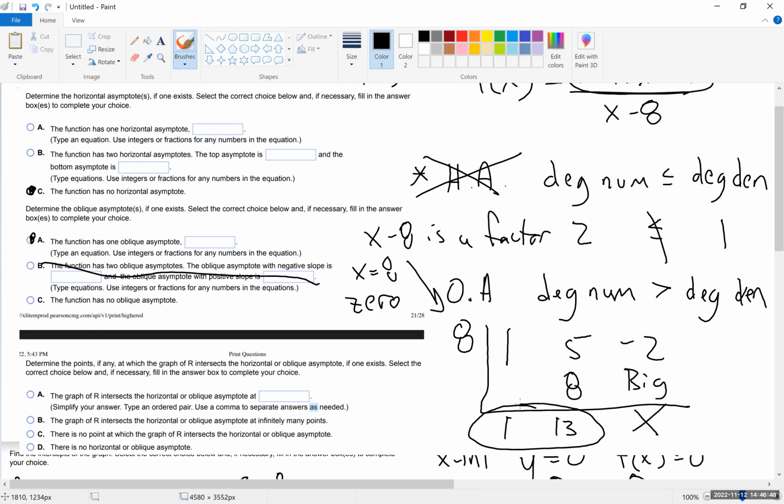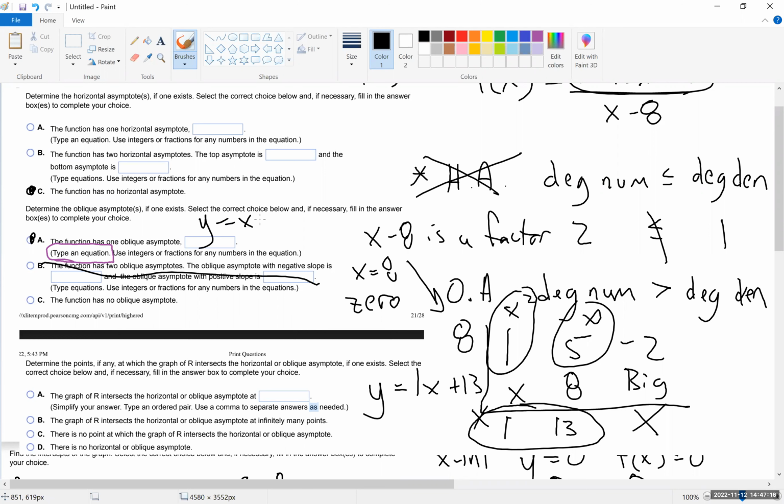Okay, and this is where we've got to be careful too. It says write it as an equation. So this used to be the coefficient of x squared. This used to be the coefficient of x. When we use synthetic division, this is now x, and that's all by itself. So our equation is going to be y equals 1x plus 13. And the way we write that in the homework and the test is y equals x plus 13. That's how we're going to write the asymptote.